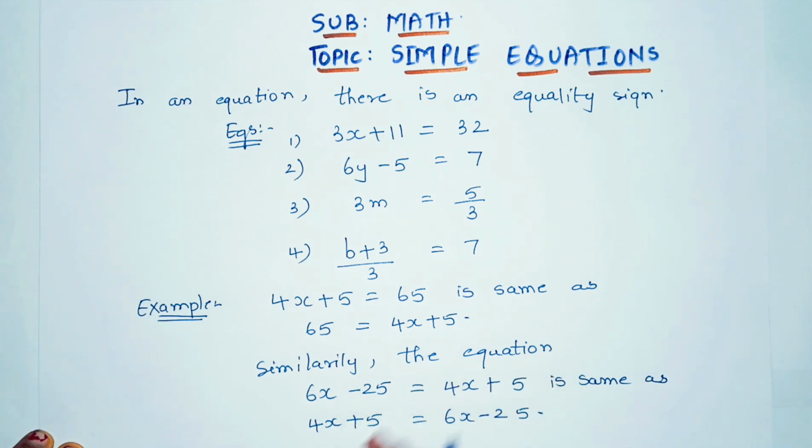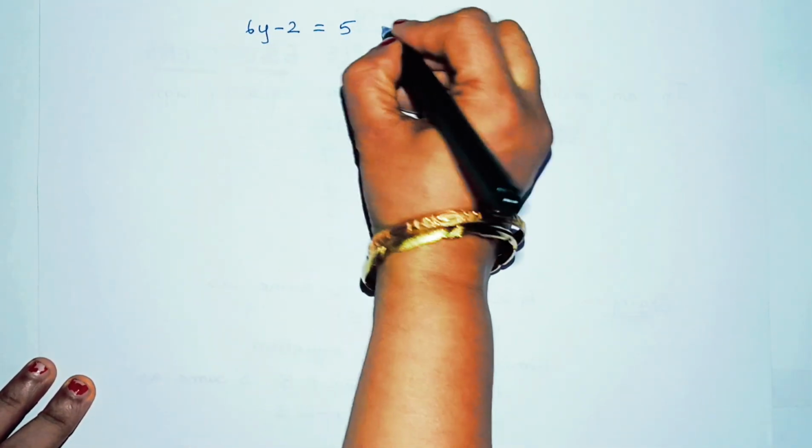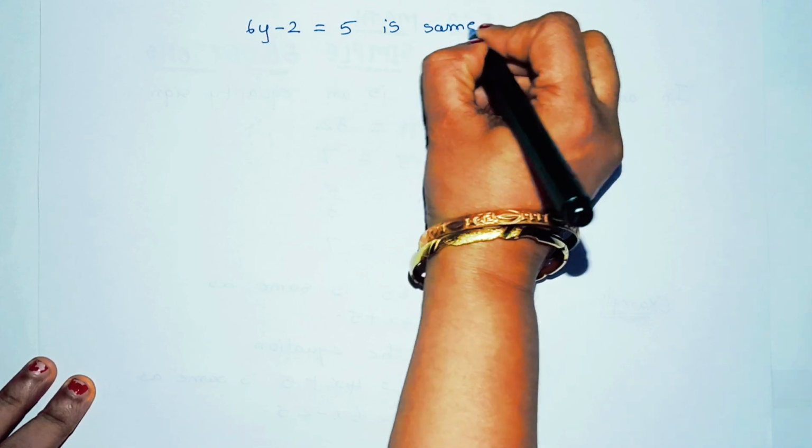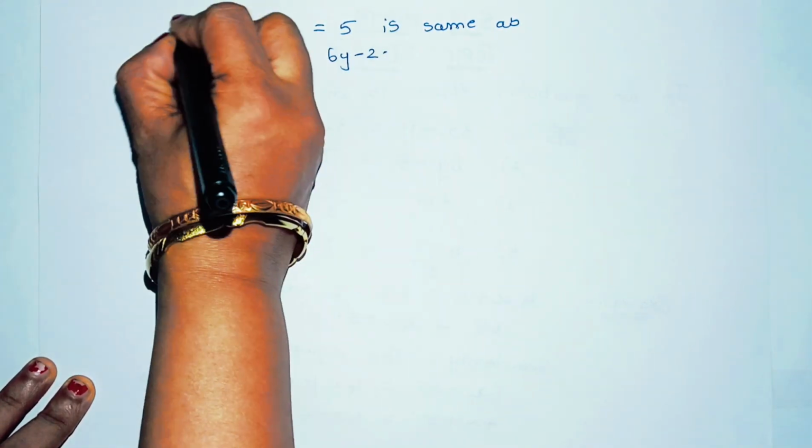Now in the next class, we will be learning how to find out the value of the variable. It means the question will be given: 4x plus 5 equals 65, find the value of x. 6x minus 25 equals 4x plus 5, find the value of x. So this type of sums we are going to learn in the next session. Now next example. 6y minus 2 equals 5 is the same as 5 equals 6y minus 2.